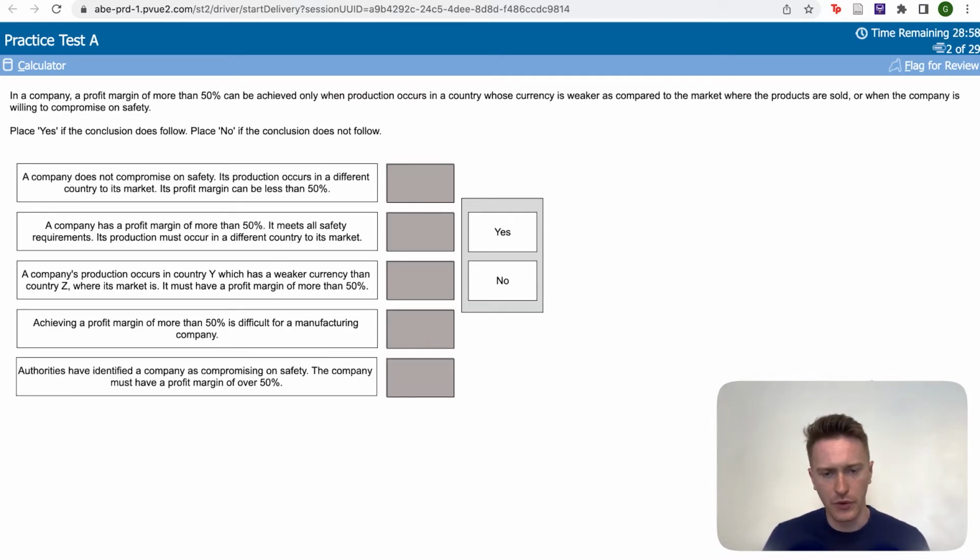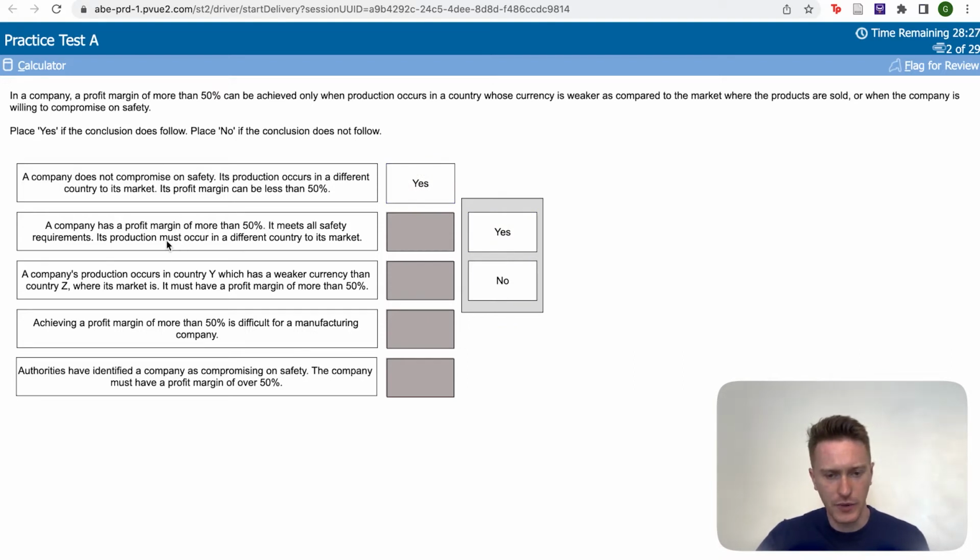Okay, a profit margin of more than 50% can only be achieved when production occurs in a country whose currency is weaker as compared to the market where products are sold, or when the company is willing to compromise on safety. Okay, fine. A company does not compromise on safety, so the only way it can achieve this greater than 50% is through this currency thing. Its production occurs in a different country, okay, that's fine. Its profit margin can be less than 50%. Absolutely, yeah, if it was the other way round, or if it was a rubbish company, absolutely, that does follow.